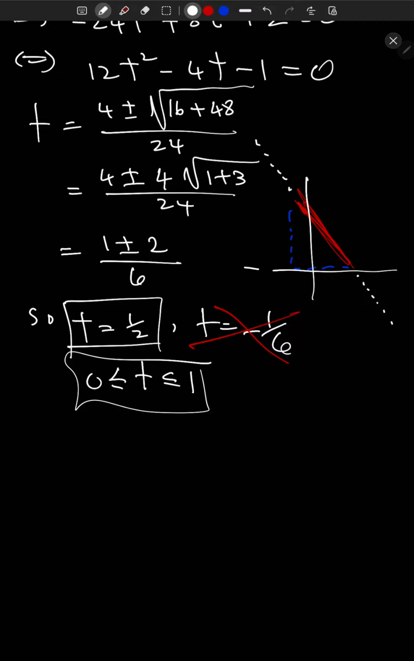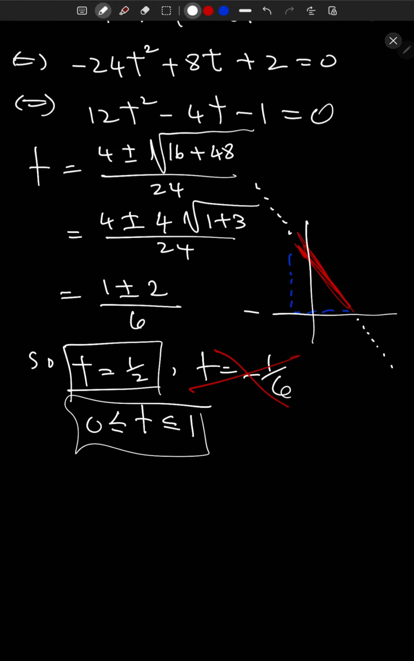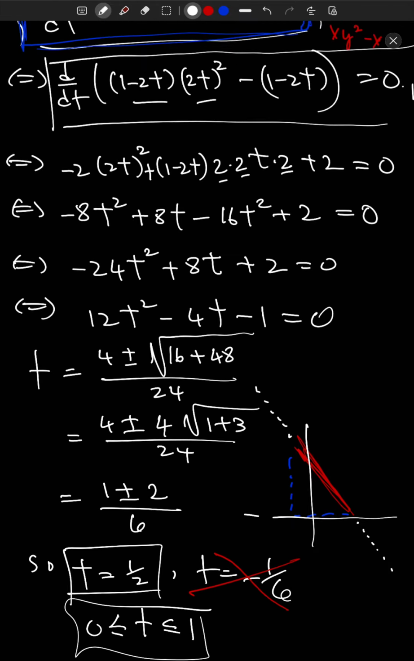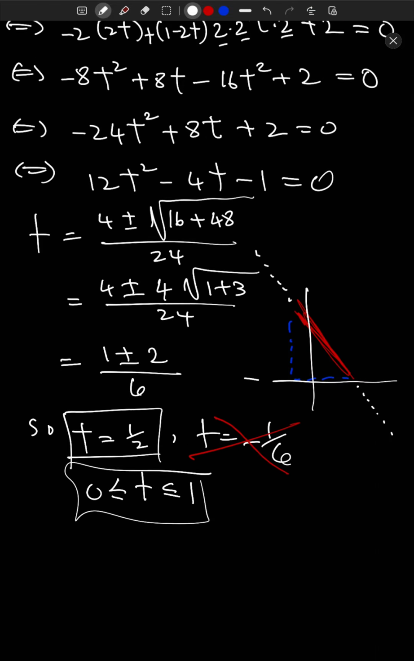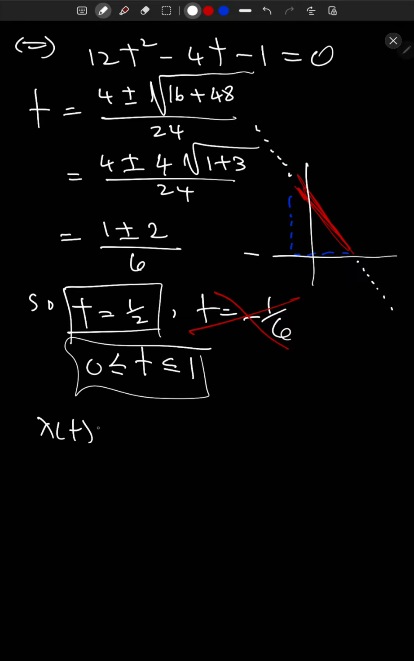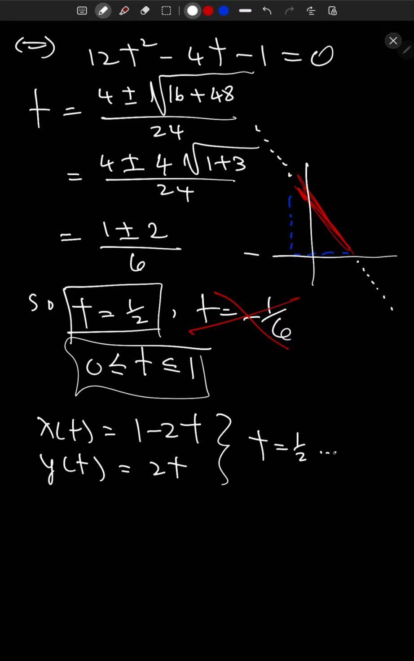Now, what is t equals 1/2 in terms of our 2 variable problem? Well, we had our parameterization all the way up there. x of t was 1 minus 2t, y of t is 2t. And so t equals 1/2 gives me, well, I plug in 1/2 here, I get 1 minus 1, which is 0, and 1/2 here gives 1. So this candidate from this portion of the problem is going to be (0, 1).